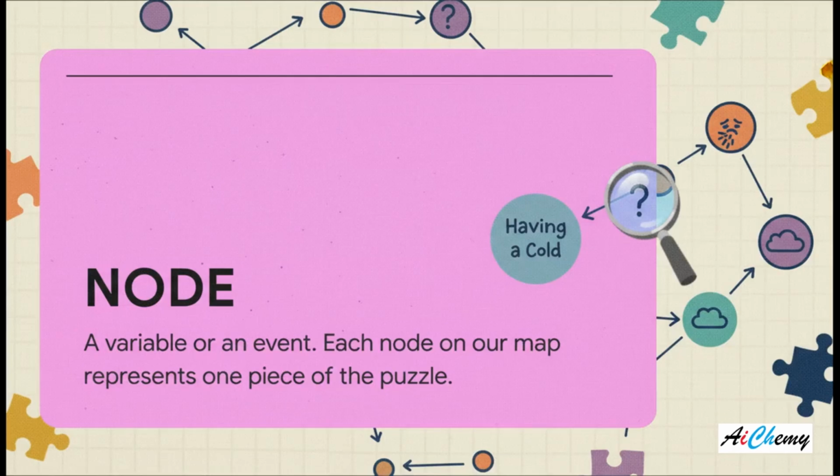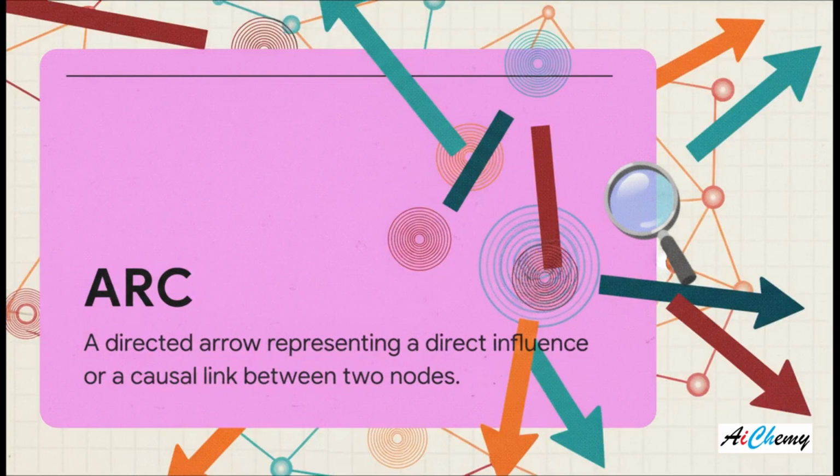So the very first piece of our map is something called a node, and a node is just a variable or an event. It's one little piece of the puzzle. For us, the main event, our first node, is having a cold. Simple as that.